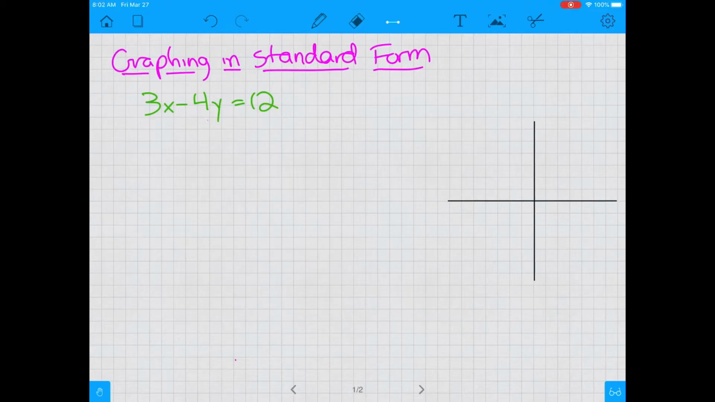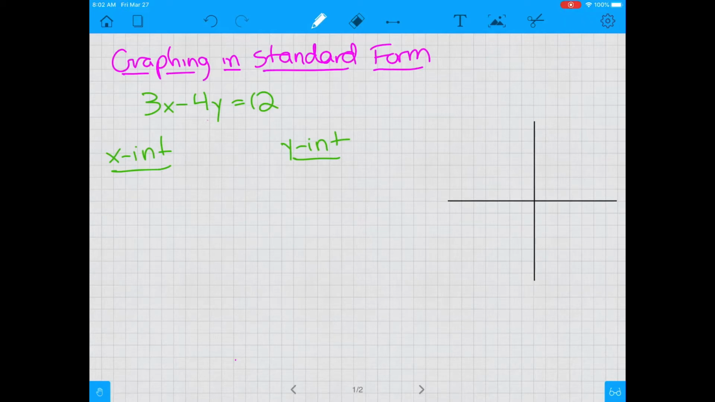So first thing, when I'm graphing here in standard form, if you look at the example that we have here, 3x minus 4y equals 12. Remember, the two things that I'm always looking for are the x-intercept and the y-intercept, right? Once I have those two things, I can place them on my picture, draw a line to connect them, and I'm good to go, right?